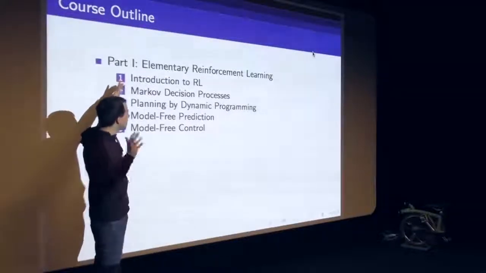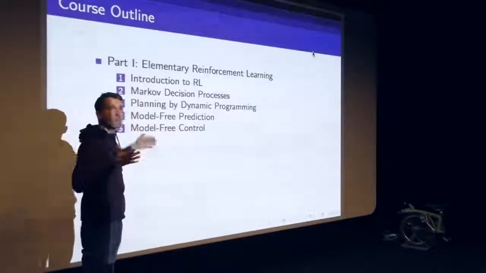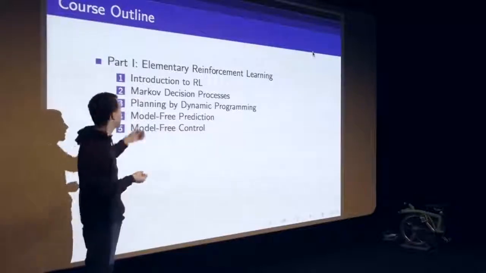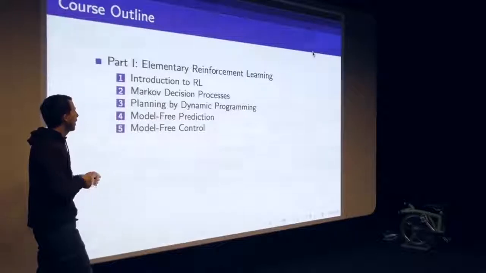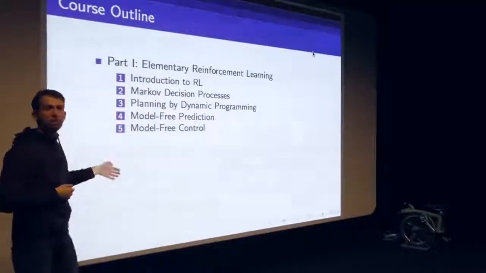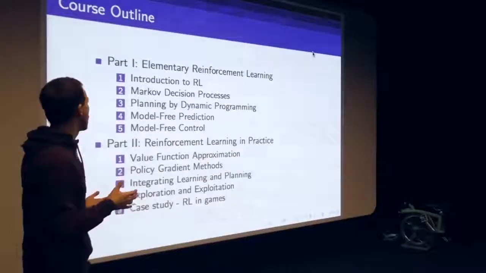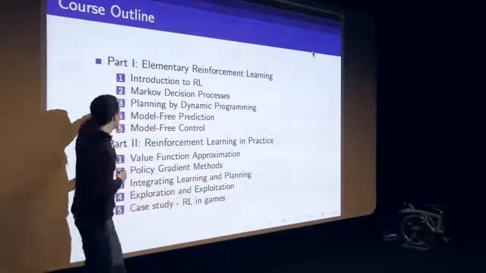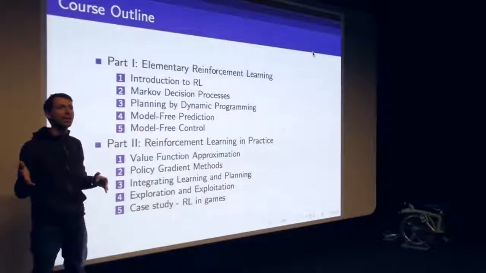So introducing the problem we've just done, understanding Markov decision processes, how to plan, solving the planning problem using dynamic programming, which is the elementary building blocks that underlie all of this, and then understanding model-free methods for both prediction and then control. In the second part of the course, we'll look at how to scale up. At the end of this part, you won't really be able to go off and solve interesting problems. You shouldn't have that expectation.